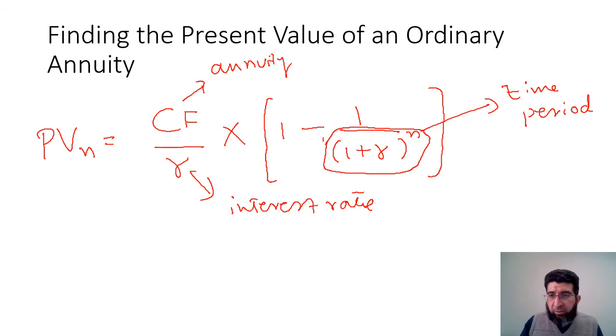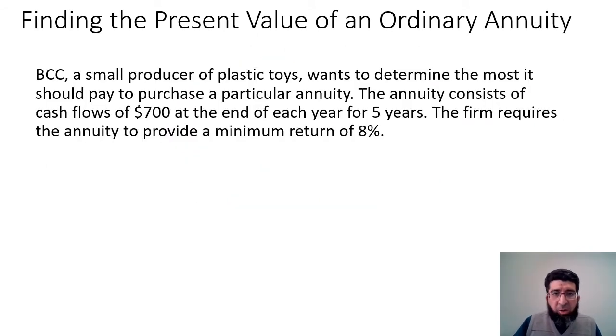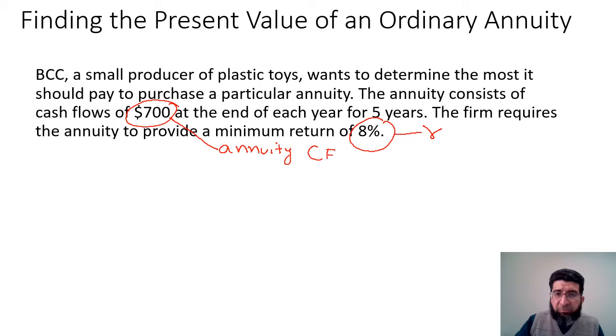Now let's look at an example. BCC, a small producer of plastic toys, wants to determine the most it should pay to purchase a particular annuity. The annuity consists of cash flows of $700 at the end of each year for 5 years. The firm requires the annuity to provide a minimum return of 8%. So this is R. $700 is the annuity, and we call it CF, cash flow, in the formula. And number of years or time period is 5 years.